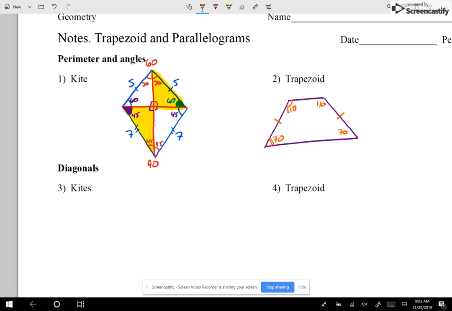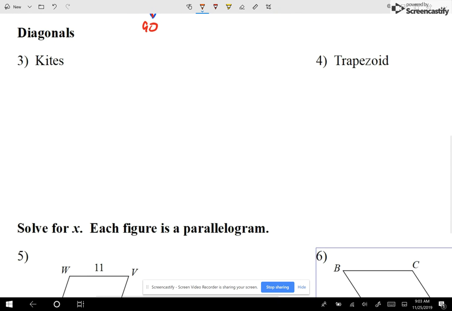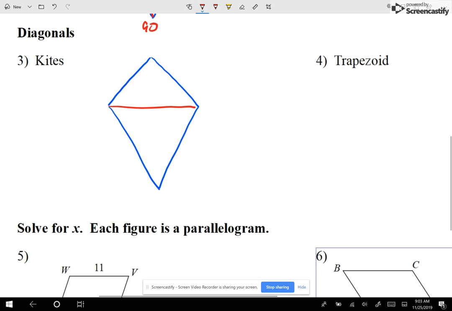Now let's take a look at the diagonals. I'm going to look into a kite. Let me draw a kite again. When I mean diagonals, I'm talking about these two segments in red. We just learned that they cross at 90 degrees.